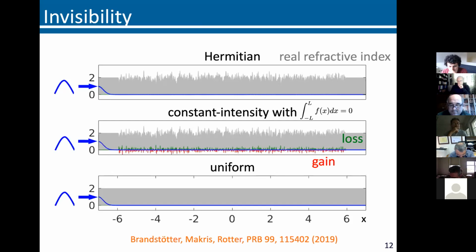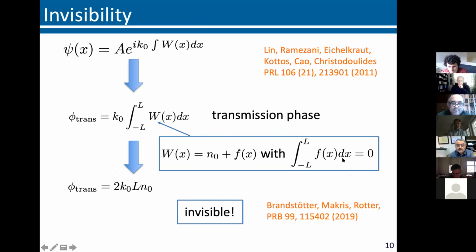Well, I have to say that I can also, if I don't satisfy this requirement that the integral over the W satisfies this requirement, then the phase shift is not the same, and then you get this additional phase. So what I'm trying to say is that this here is an additional constraint on the constant intensity wave, if you want the structure to be unidirectionally invisible on top of the fact that you already have a constant intensity wave.